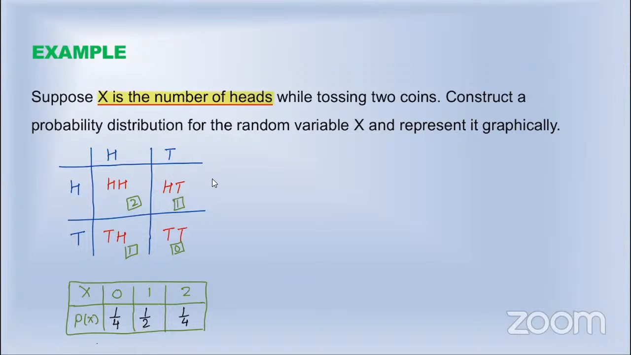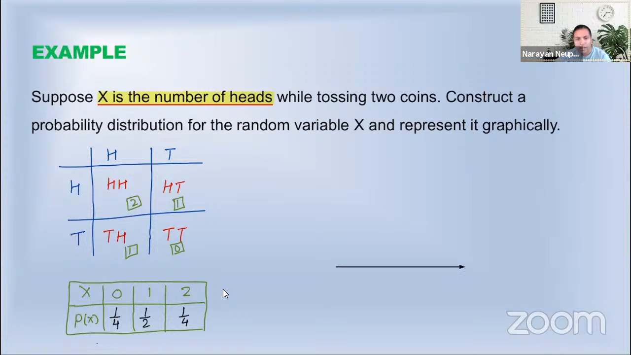Okay, awesome. So we constructed the probability distribution here. Now what we are asked to do is draw it graphically. When you draw the graph for the probability distribution, you have the x values, the random variable, along the x-axis and probabilities along the y-axis. So we have to draw the horizontal axis for the random variable x, like that.